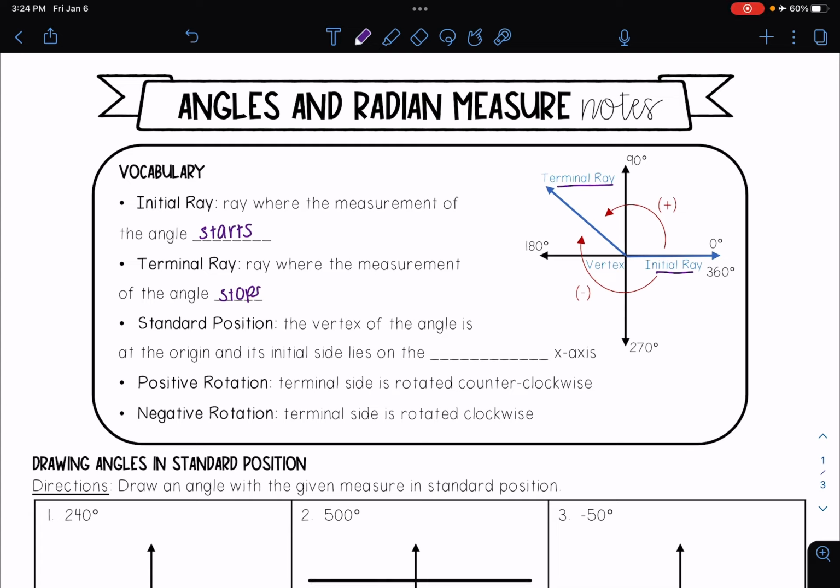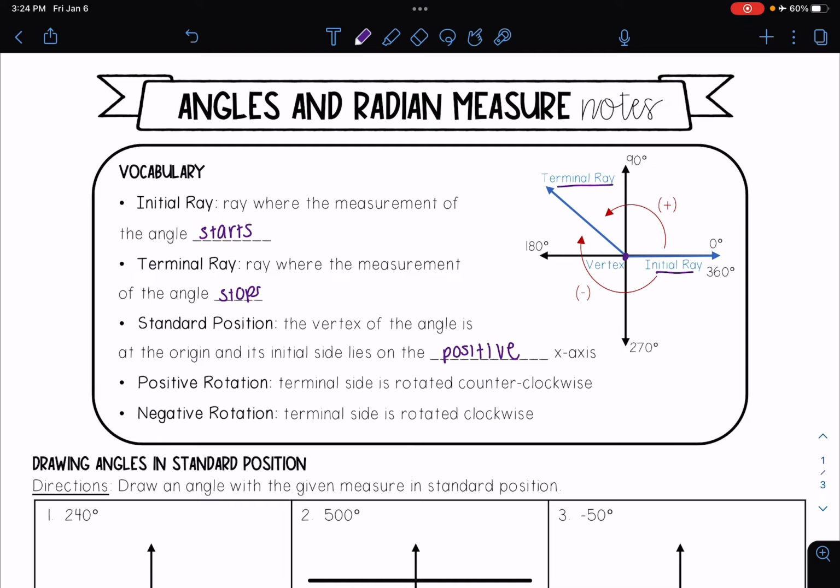And standard position is when the vertex of the angle, which we see right here, is at the origin and its initial side lies on the positive x-axis. And we have something called positive rotation and negative rotation. So positive rotation is when the terminal side is rotated counterclockwise, and negative is when it's rotated clockwise. And so we see that in red right here.